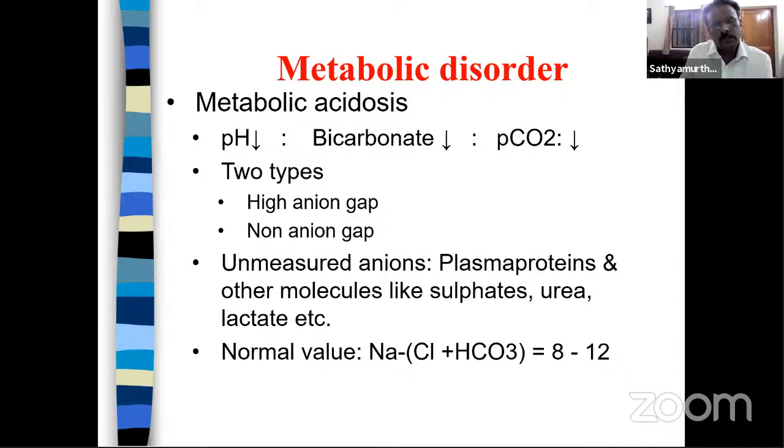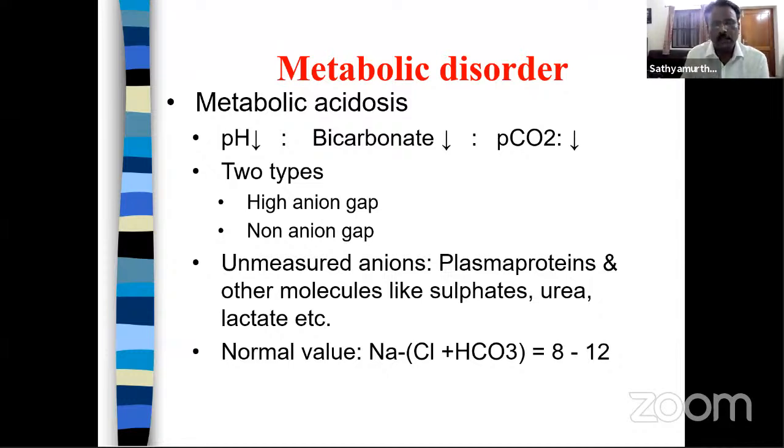Now let's go to the metabolic disorders. In metabolic disorders, your pH comes down, your bicarbonate also comes down, and PCO2 also comes down. And in metabolic acidosis, there are 2 types of metabolic disorders that we actually classify them into. One is a high anion gap, and then the non-anion gap.